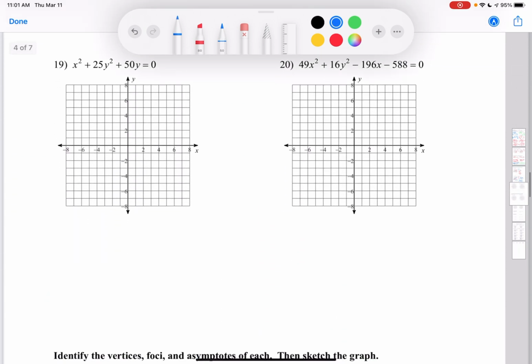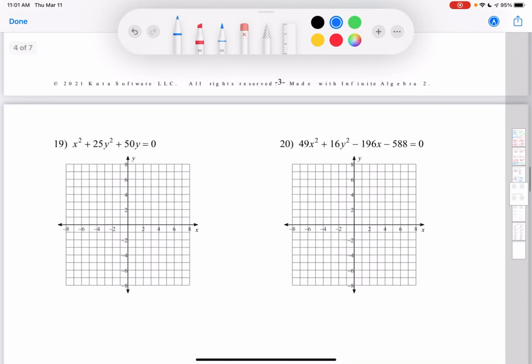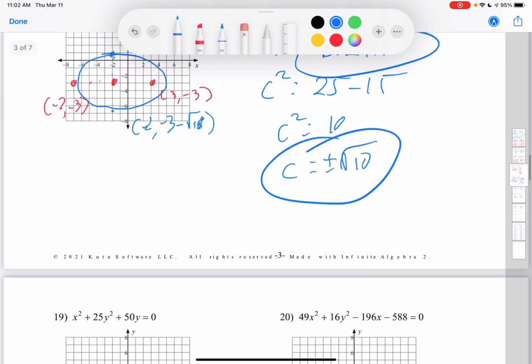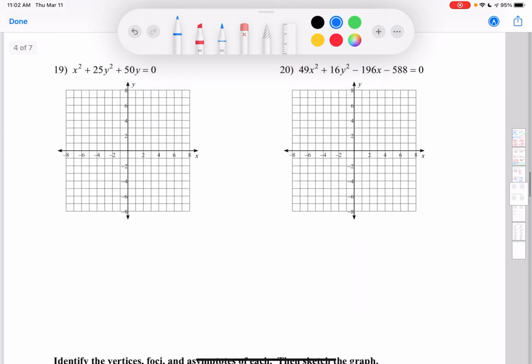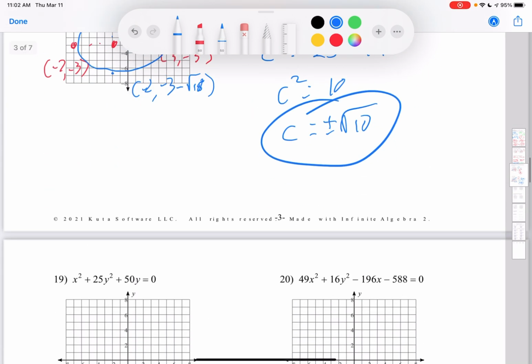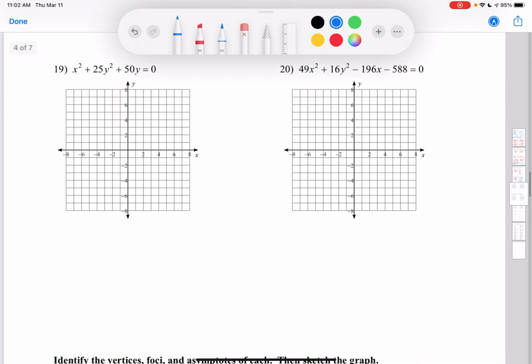Number 19. Now we're going to graph it, it looks like, in this one, which is fine. Still going to identify the center, but maybe wants us to graph it this time. Well, we've been graphing it, haven't we? So same thing. But now it's in standard form, so we're going to have to complete the square.